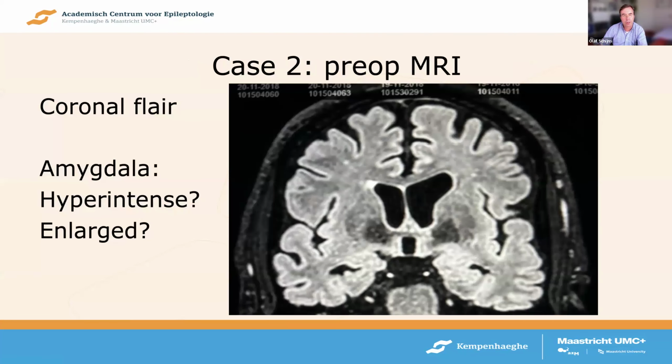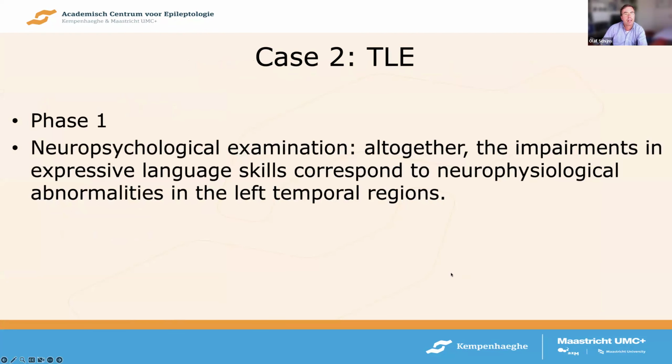This was the same patient with the FLAIR. And there you also see, with a question mark, is this a bit more hyperintense than on the other side? Is it a bit more enlarged than on the other side? You also see that the ventricle here is a bit more enlarged. So it was questionable. We had the neuropsychological examination, and altogether the impairments in expressive language skills correspond to the neurophysiological abnormalities in the left temporal regions. So the neuropsychological examination also pointed a bit to the left temporal region.